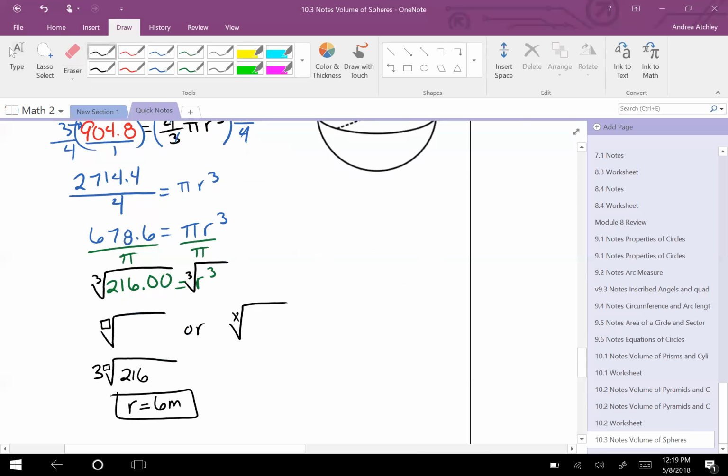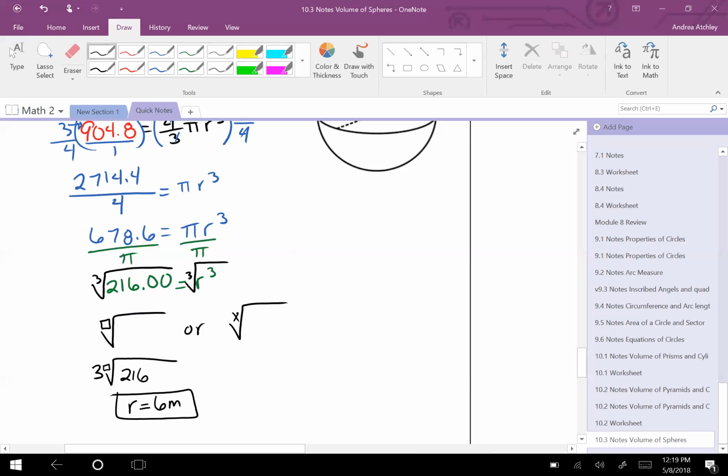So 6 meters. What you need to do is put the number that's inside first. You're going to work backwards. So you're going to do it this way: 216, the button, then 3. Okay, anyone not able to get this on their calculator? Everyone was able to get 6 on their calculator.